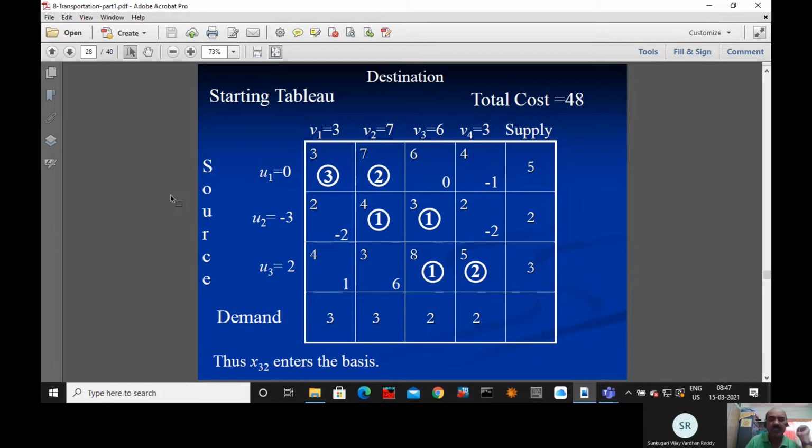Using the least cost method, or the northwest corner rule, we have already made the allocation. What is the allocation? In the first row, you can see two numbers, 3 and 2, both are encircled.